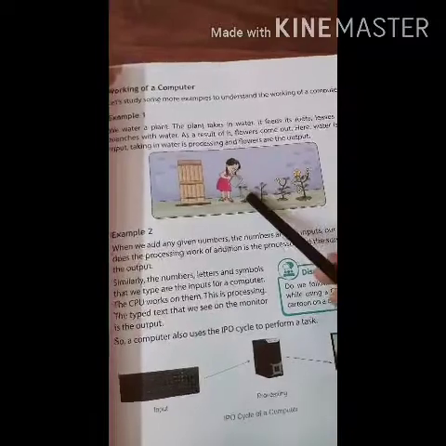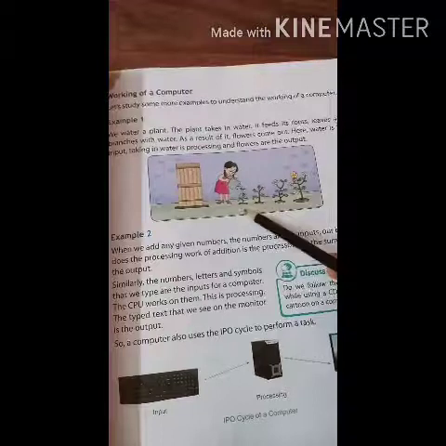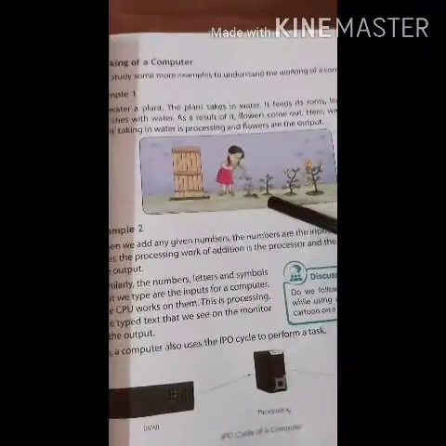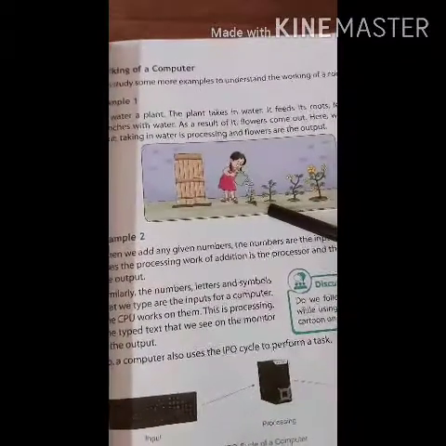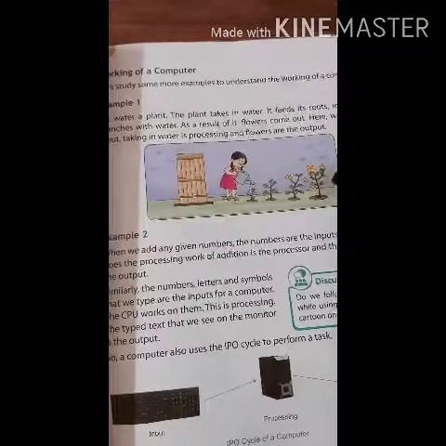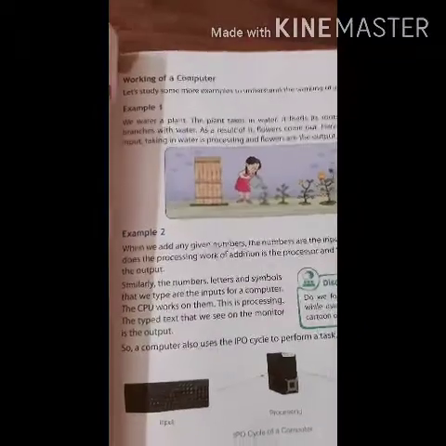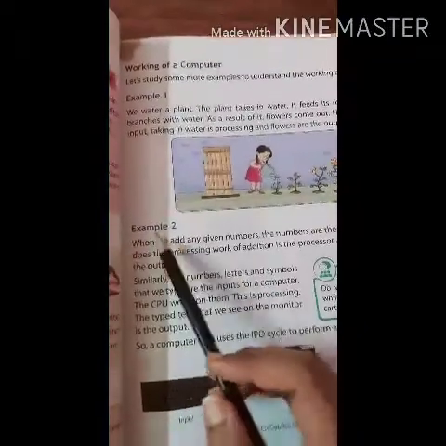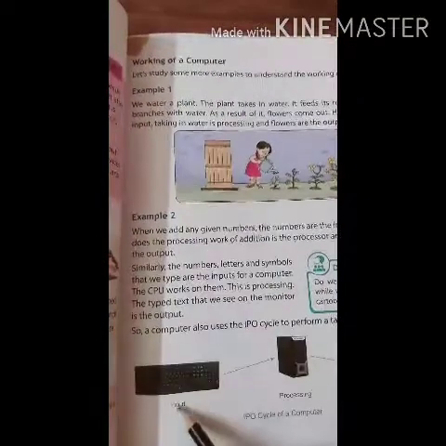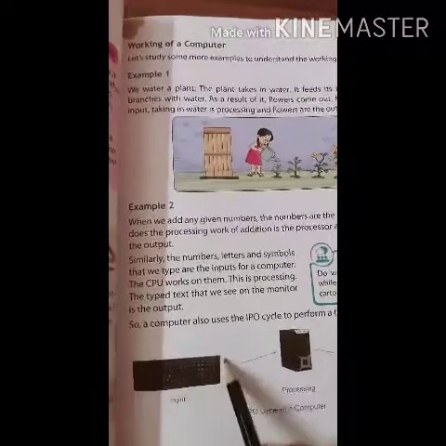Water is the input, and the root absorbs the water, वो उसको take in कर रही है, that is the processing. And the flowers are the output. और plants में आप देखो flowers दिख रहे हैं आपको, so these are the output. Understood? So let's do one more example. This example is related to the computer only. So this is the input. Just now I told you keyboard and mouse are the input devices.